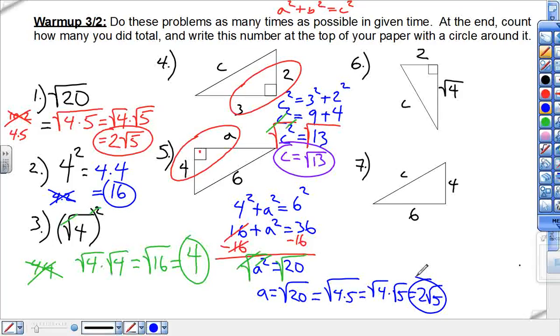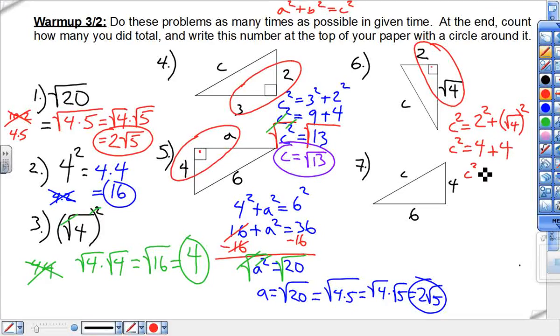Alright, number 6. Again, identify the legs. These are the legs. These are on either side of that right angle. Circle them. Put them together. So this is going to be 2 squared. And I'm going to solve for c, so I'm going to write c on this side. The longest side, c squared, equals the 2 legs squared. But be careful. I am squaring the square root of 4. That does not give me 16 right there. This gives me c squared equals 4 plus another 4, which is c squared equals 8.